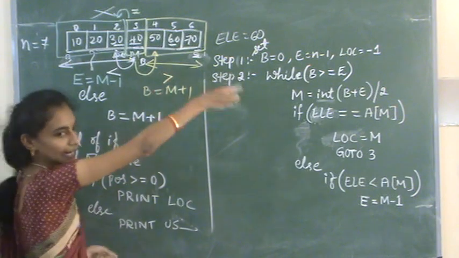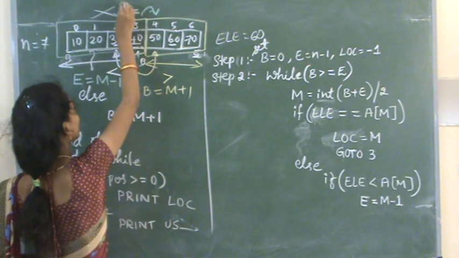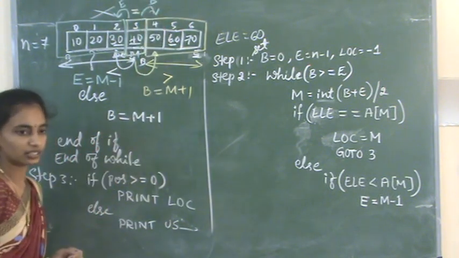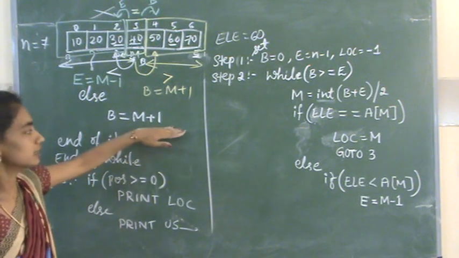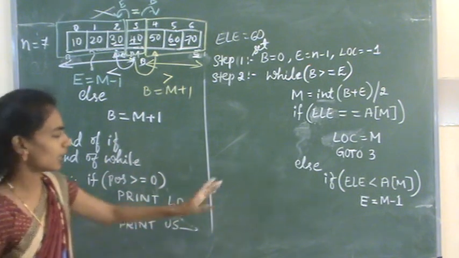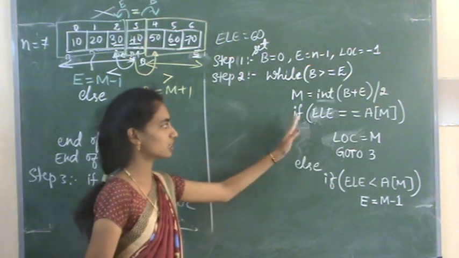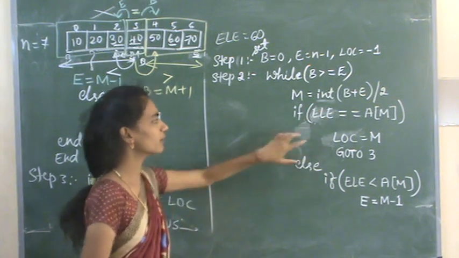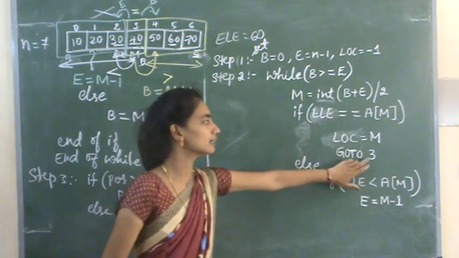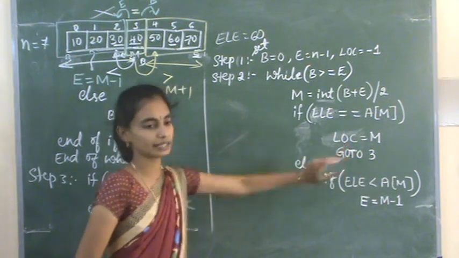If it is greater than, we will change the beginning value. So this is the ending value changing, this is the beginning value changing. So these are the 3 conditions. After this, we will get either this condition or this condition. Finally, after performing, we will go for this condition again, and then we will get the middle position that will be stored in the LOC.